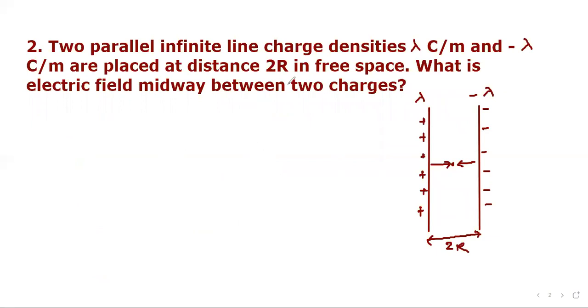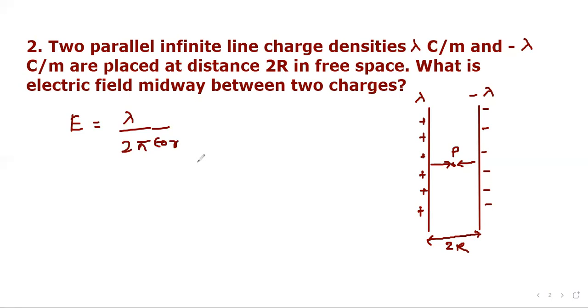Two parallel infinite line charge densities lambda coulomb per meter and minus lambda coulomb per meter are placed at distance 2r in free space. What is electric field midway between two charges? So electric field midway between two charges is to be found. Suppose this is the point where we have to find out electric field. So electric field due to infinite charged wire is given by E equal to lambda upon 2 pi epsilon naught r. R is the distance from the wire.